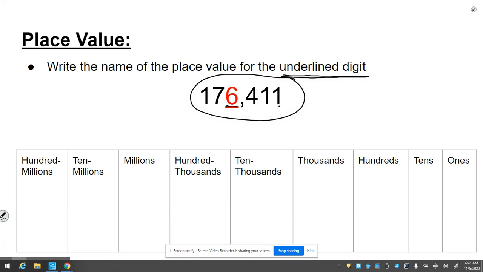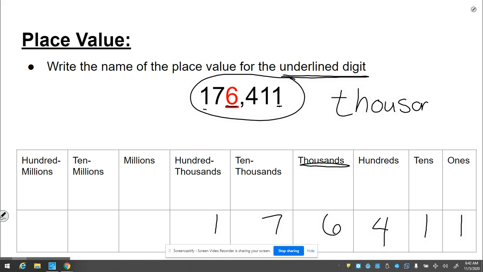So starting on the far right-hand side, we're going to plug the 1 into our ones column. Then I see there's another 1, then a 4, then a 6, a 7, and lastly a 1. So now we've got our number copied into our place value chart. And our question's asking us, write the name with a place value for the underlined digit. And our underlined digit is the 6. Where's our 6 in the place value chart? It's in the thousands group. So our 6 is in the thousands group on our place value chart.